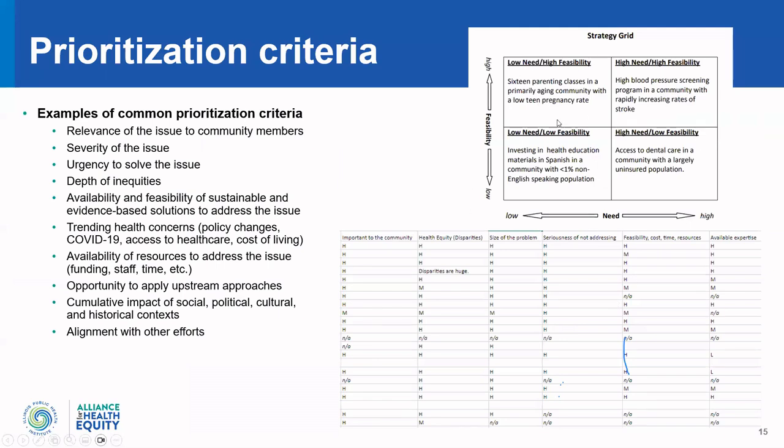This is an example of the strategy grid where you see high feasibility or feasibility on one axis, need on the other axis, and you have folks sort of group issues. And this is an example of the output from that type of process that we've had.